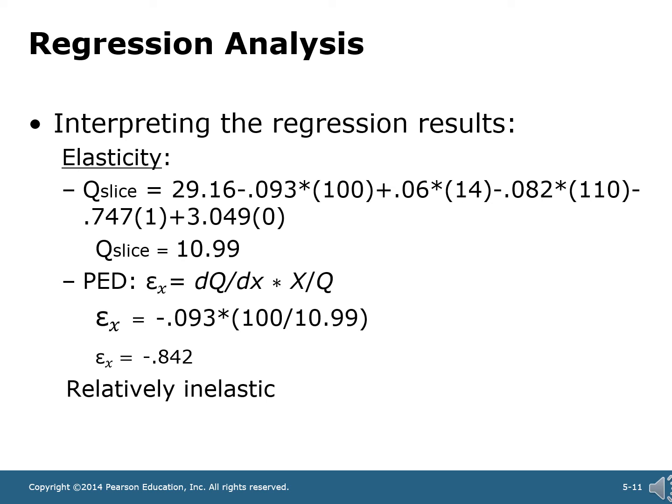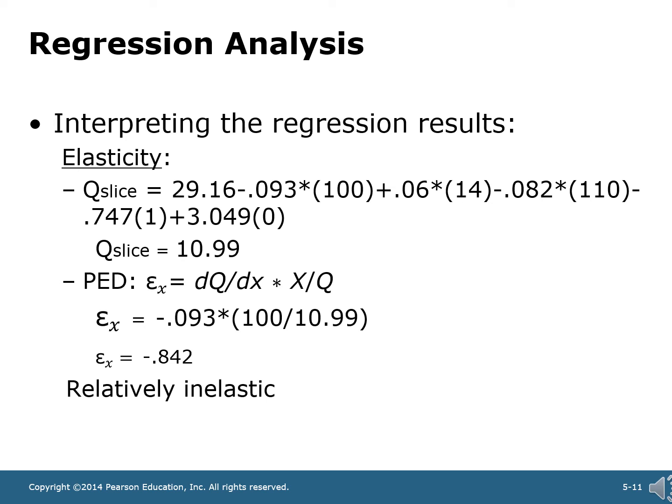So the coefficient for the price of a slice of pizza, that variable was negative 0.093. So we do that times x divided by q. The x is going to be the actual price we're worried about. So in this case, it's 100 cents or $1. And then divided by q. The q we just estimated at this point to be 10.99. So we have negative 0.093 times 100 divided by 10.99. When we do the math, that's going to equal negative 0.842.